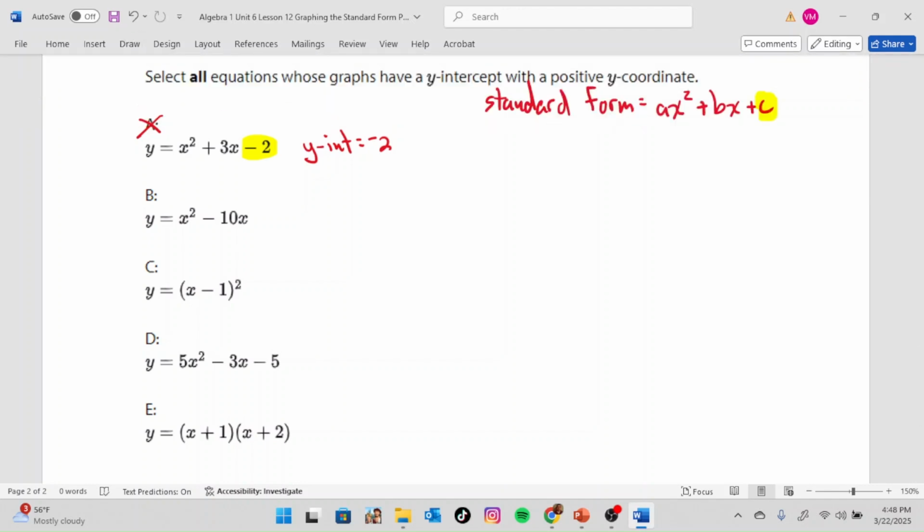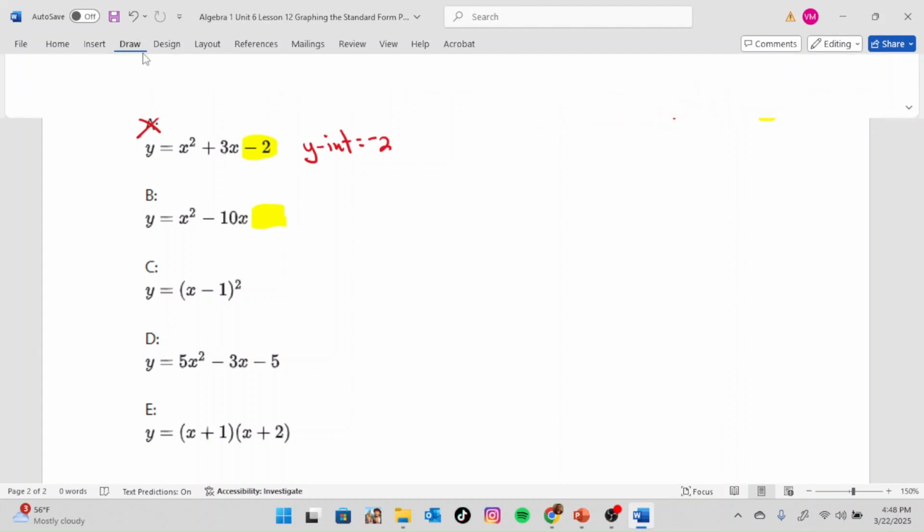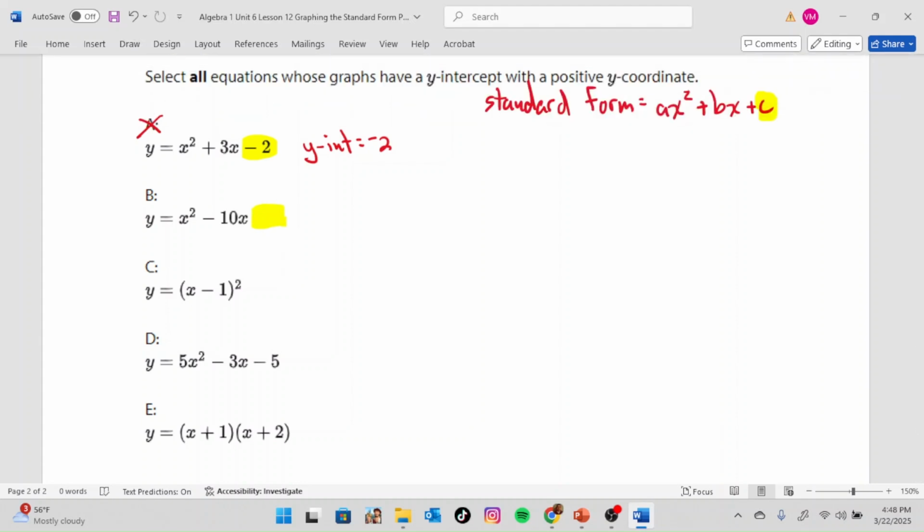The next one that's in standard form would be choice B. And if you notice, we have the x squared term, we have the x term, but then we don't have a c term here. If we don't have a c term at all, then it's understood to be 0. So the y-intercept here is 0. And 0 is not positive nor negative. So B is incorrect.